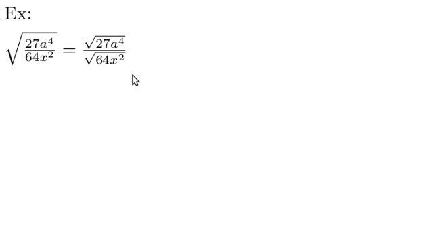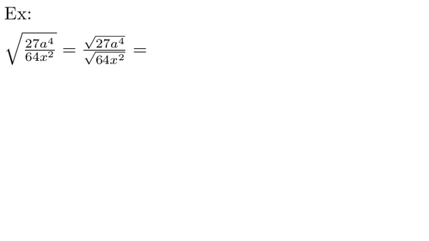Okay, well, we can think of this two ways. We can think of this as, okay, what's the square root of 27? Well, we'll leave that for later, and then the square root of a to the power of 4 is going to be a squared, and then we'll do the same thing here. This is just going to be 8x. But let's go ahead and use the individual rules.